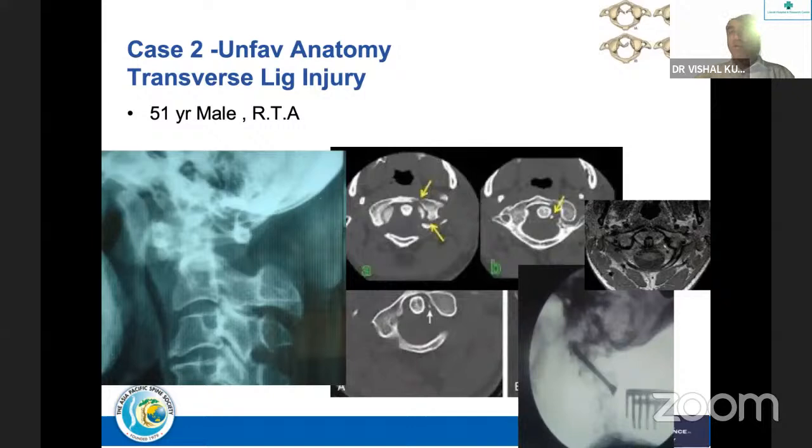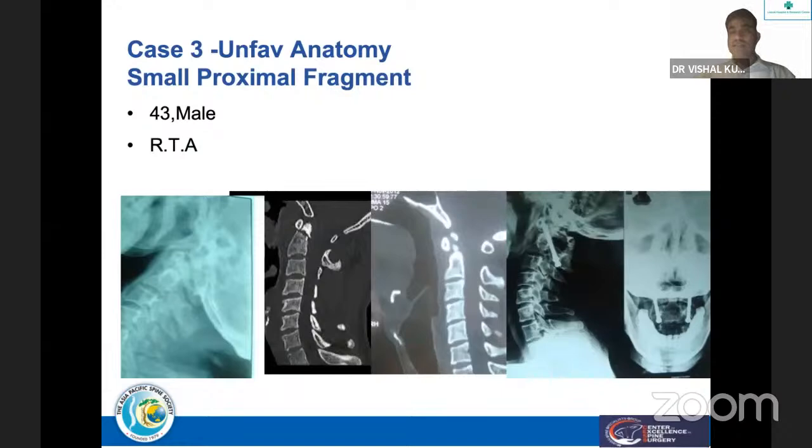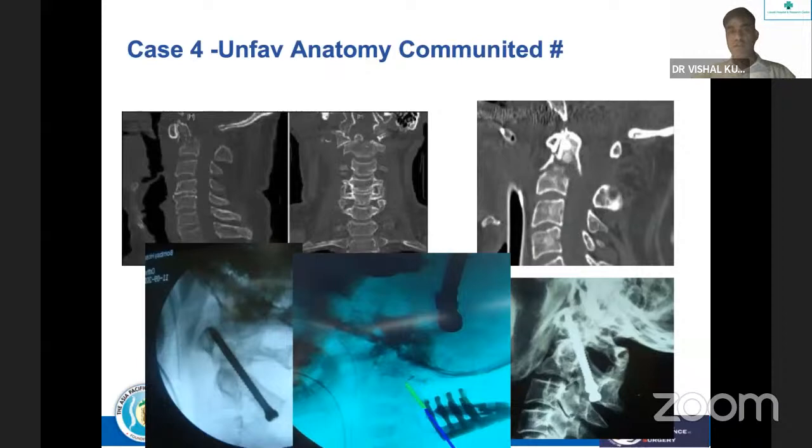Another patient, less than 6 millimeter of proximal fragment. You do an anterior surgery, you will not be able to get a hold of the proximal fragment. We did a posterior surgery in such a patient and a wonderful fusion was established. Another patient, comminuted fracture with a lateral displacement. Any amount of anterior fixation is only going to fail. We did a navigation-guided transarticular surgery and you can see the fusion mass in the posterior aspect.